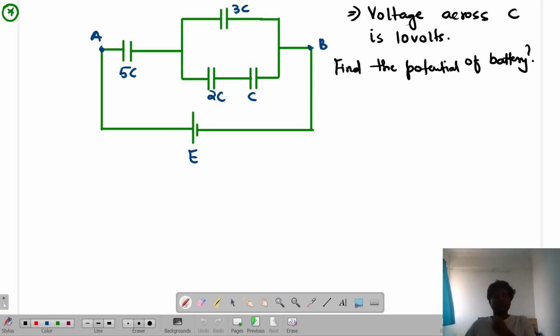Quickly tell me. Okay, in your school, did they teach you KCL and KVL for capacitors? Means Kirchhoff's law for capacitance also? Yes, they taught it. So they told you how to find KCL and KVL and all these kinds of things, isn't it? There is a junction potential.